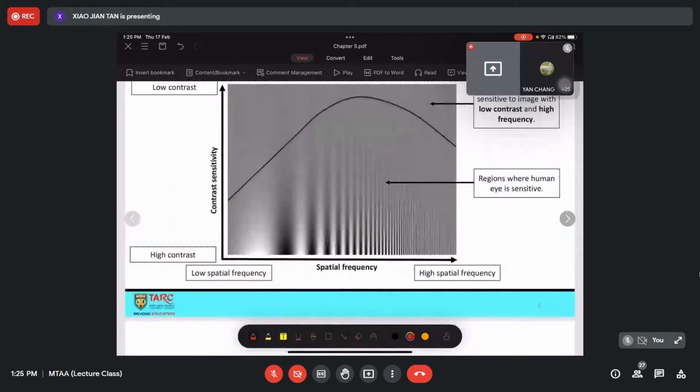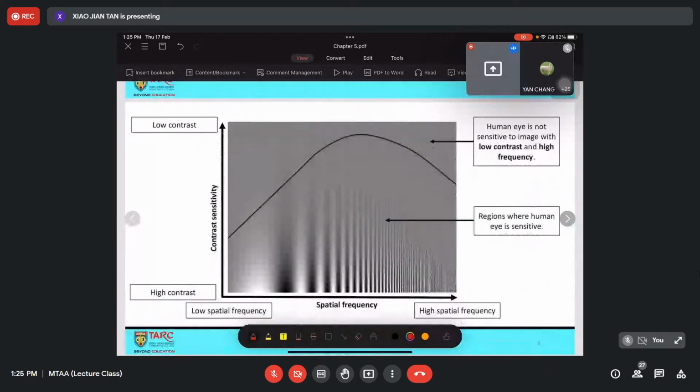Okay. So this is the mapping, or what we say, I can call it a mapping between the contrast sensitivity and spatial frequency. So the y-axis here is the contrast sensitivity and the x-axis is spatial frequency. So this is referring to the high contrast. This is referring to low contrast. Okay. And here is referring to low spatial frequency, and this is referring to high spatial frequency.